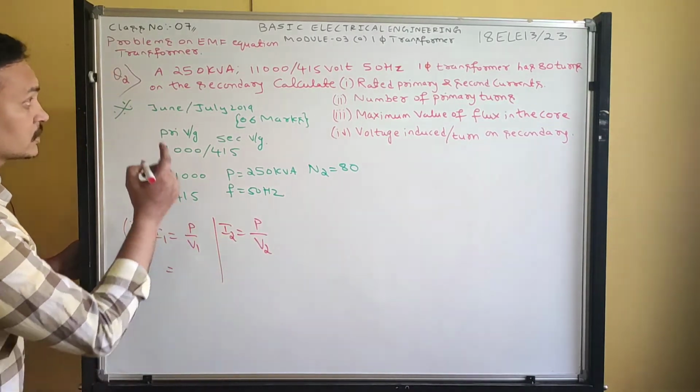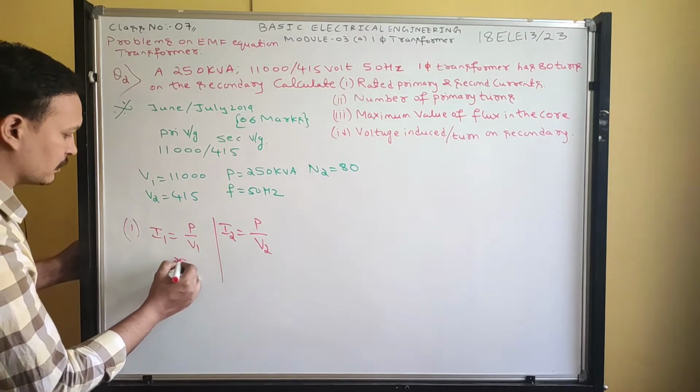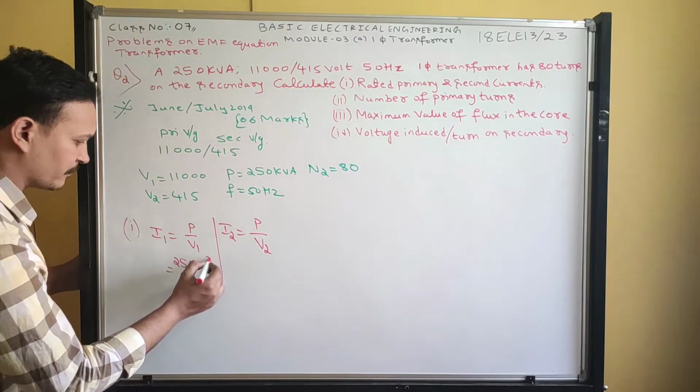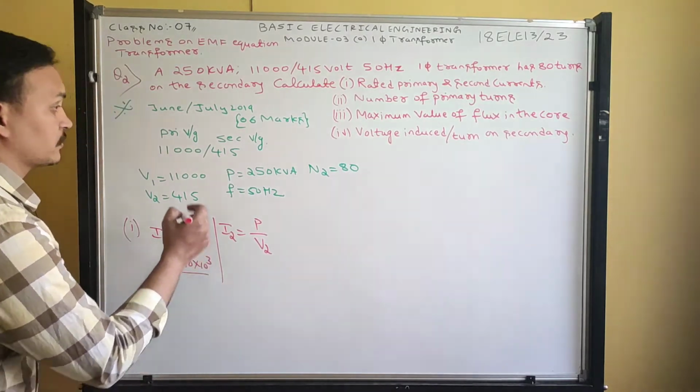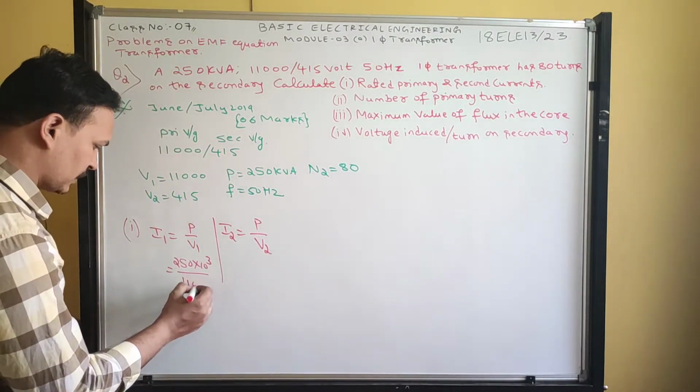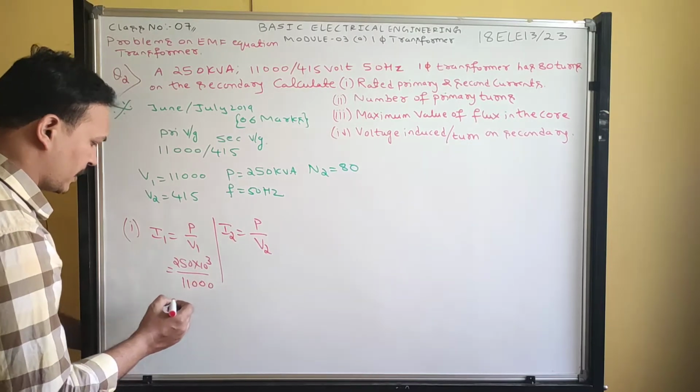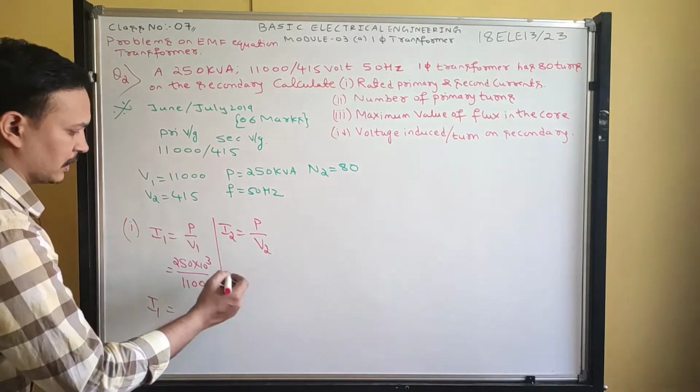Enter the data. What is the voltage? What is the power rating given? 250 kVA. Very good. 250 kVA divided by V1, which is 11,000. From this you will get the I1 value.